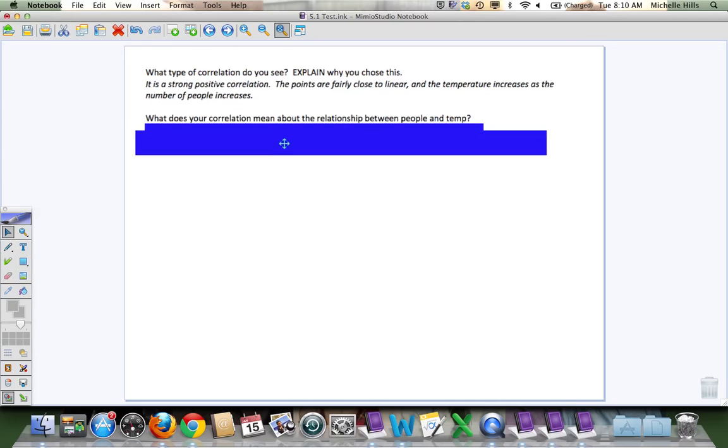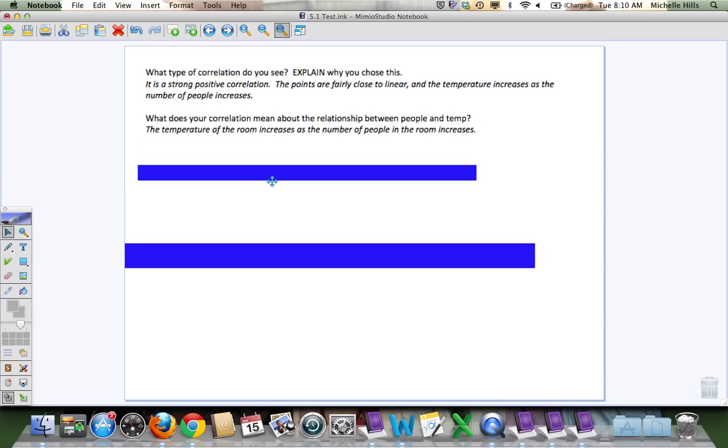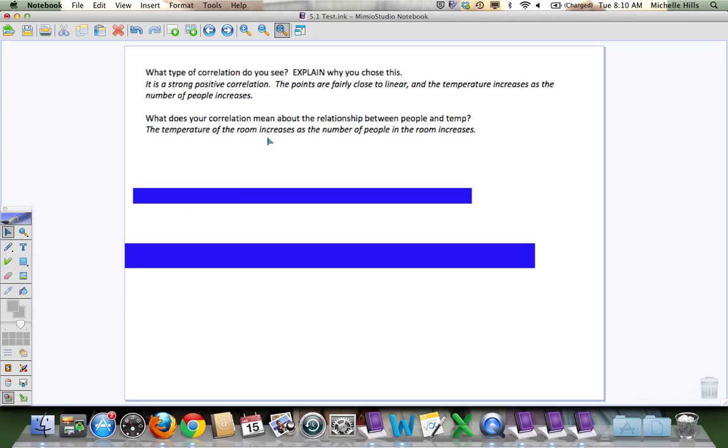What type of correlation do I see, and explain why I chose it? It's a strong positive correlation. My explanation is the points are fairly close to linear and the temperature increases as the number of people increases. Some people said strong positive, but they didn't explain. And then what does my correlation mean about the relationship between people and temperature? The temperature of the room increases as the number of people in the room increases. So that is Learning Target 5.1.